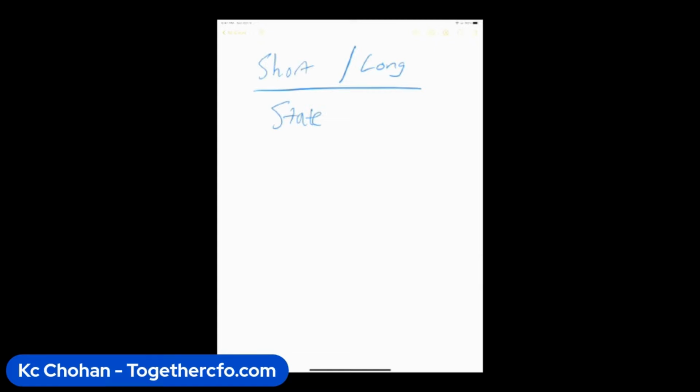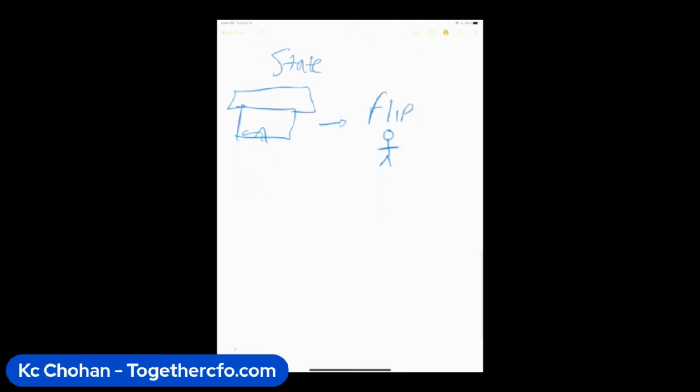But if they've got the house, and let's just say the house is here. Okay, so let's say the house is here, and they flip that house, right? So we're saying they're going to flip it. If they own the house as an individual, then they're going to be potentially paying 37% on that. And we don't want that, right?